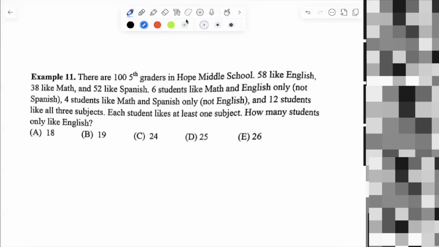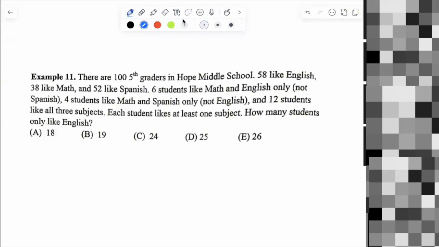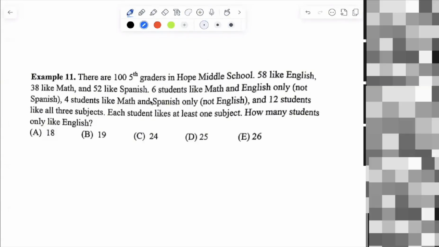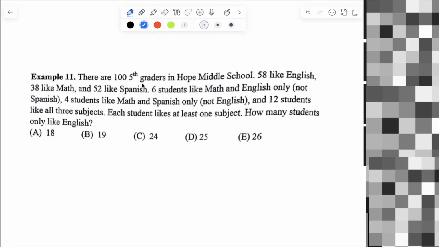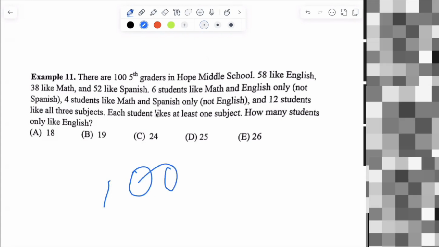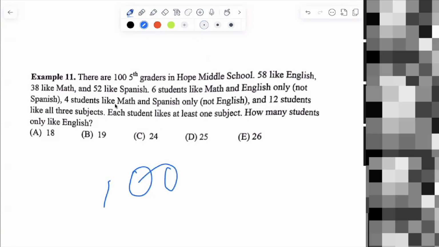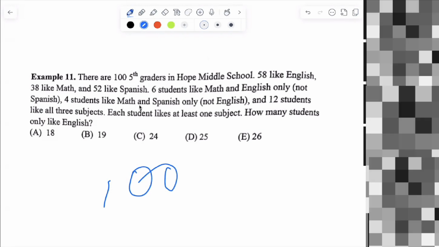All right, let's get started. So basically, how are we supposed to approach this? Let's have 100 fifth graders in total. And we know each likes at least one subject. So we know that if we were to do PIE, there wouldn't be any left over, right?